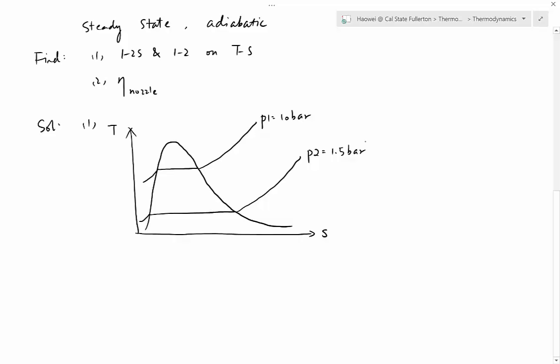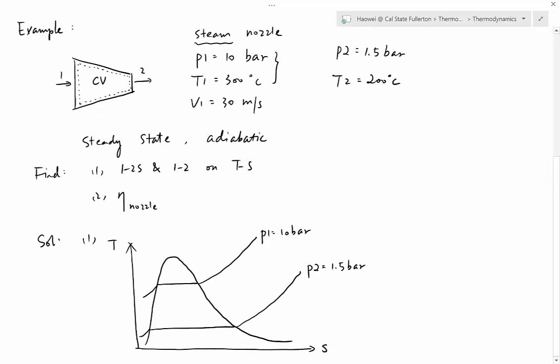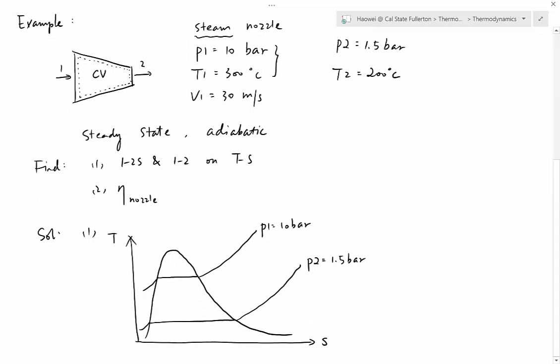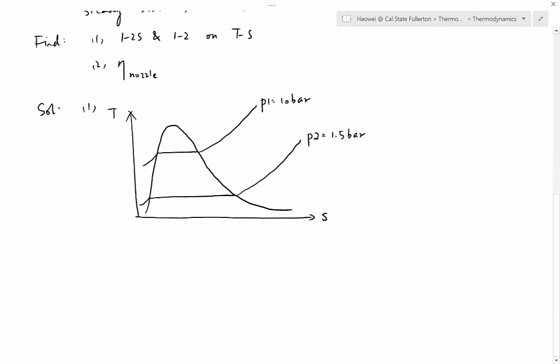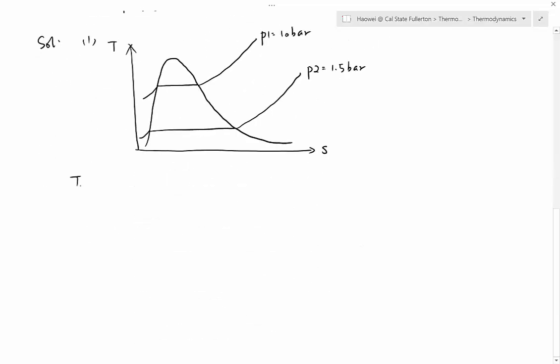Next, we need to locate point number 1. In other words, you need to identify what is the phase of point number 1. How do we do that? We've done that several times now. We have P1 10 bar, we have T1 300 Celsius. That means we go to table A3.